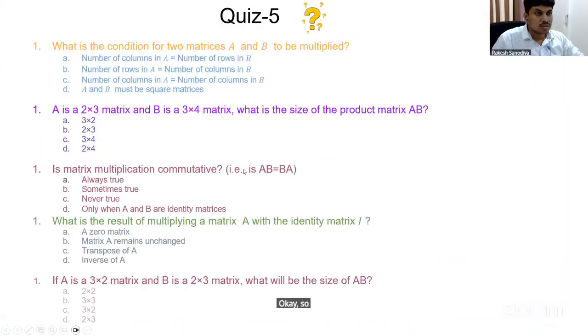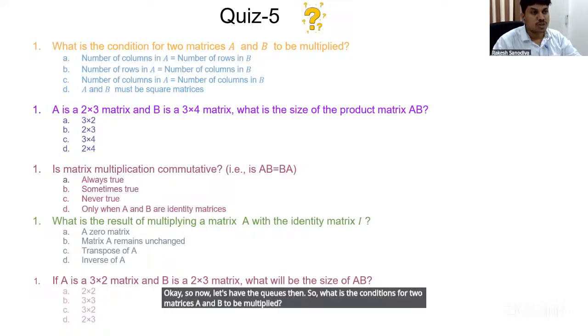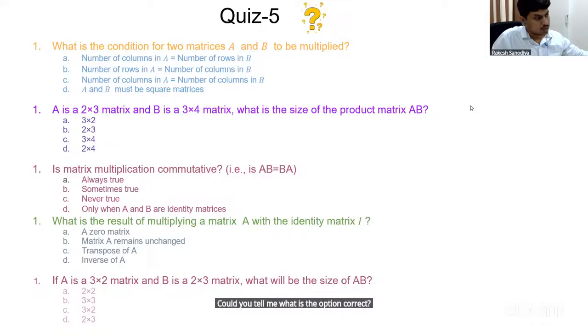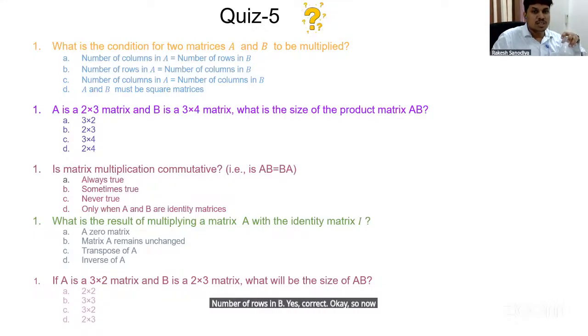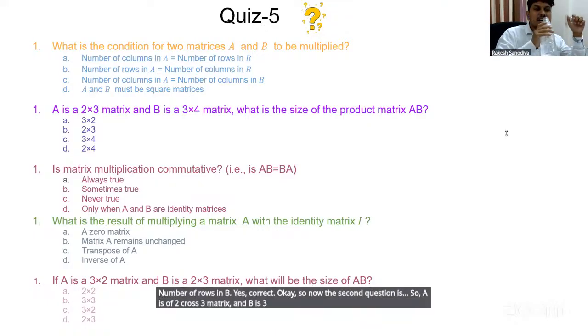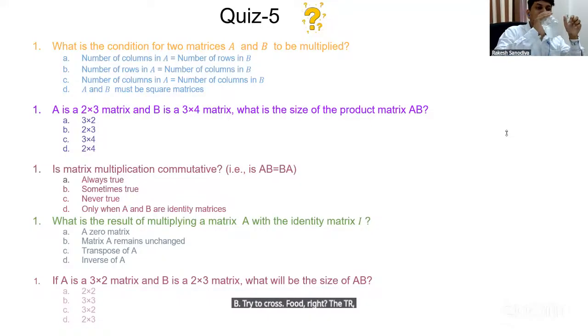Okay, so now let's have the quiz. What are the conditions for two matrices A and B to be multiplied? Could you tell me which option is correct? The number of columns in A should be equal to the number of rows in B. Yes, correct. Now the second question: A is a 2 cross 3 matrix and B is 3 cross 4. What is the size of the product matrix AB? 2 cross 4, right? So D is the correct answer.